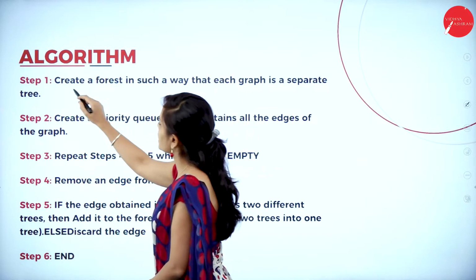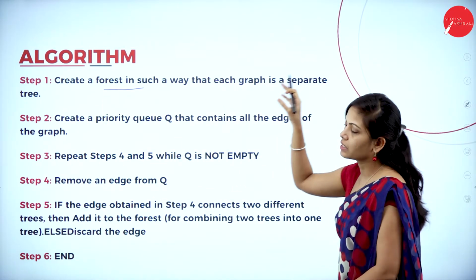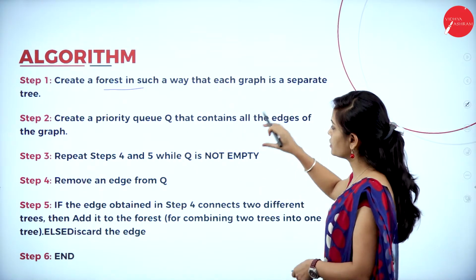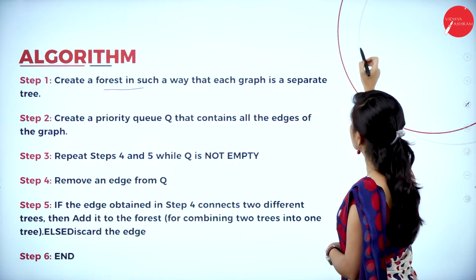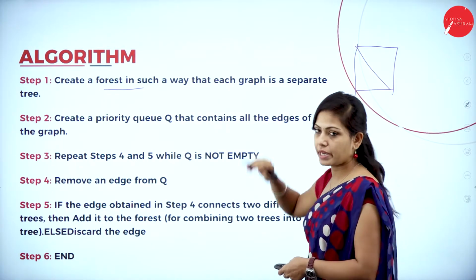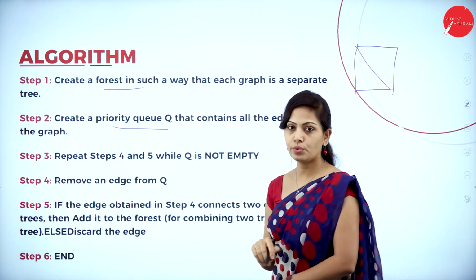So now the algorithm for Kruskal's. Here, create a forest in such a way that each graph is a separate tree. So you have to create a forest in such a way that each graph is separate. Each graph has a separate tree, and create a priority queue.